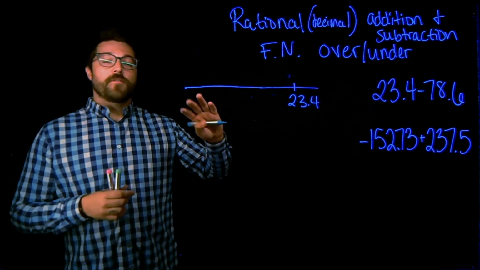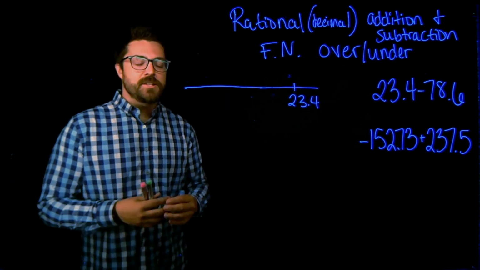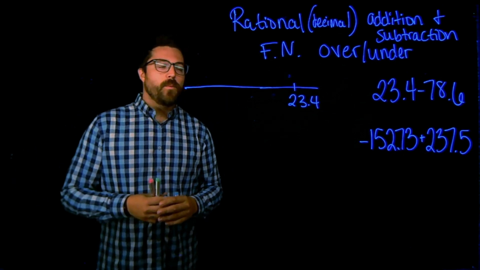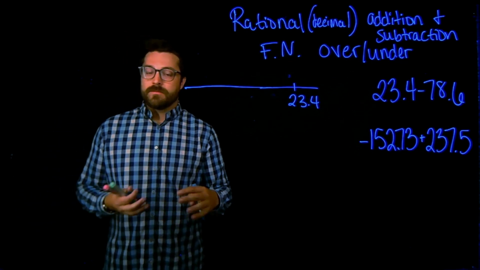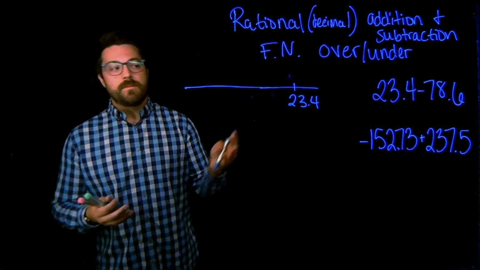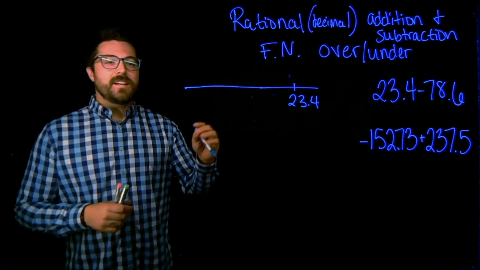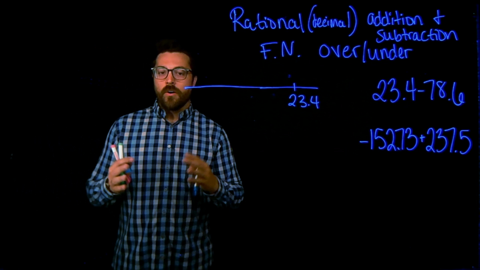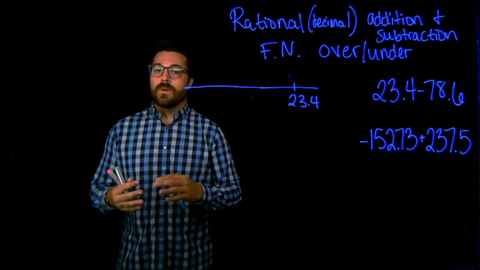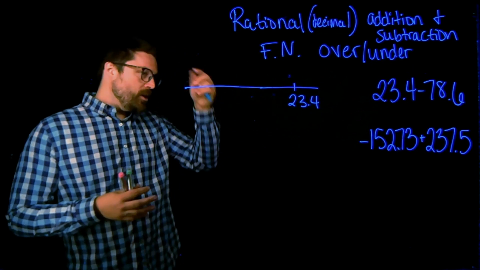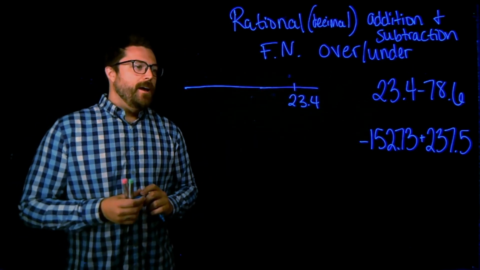So friendly number over under strategy, if this is a new strategy for you, the main idea is that we want to try to get to a friendly number or a series of friendly numbers. Maybe we need multiple steps. With both of these, I'm going to use multiple steps. We get to a friendly number that's over or under, and then we back up in small steps to readjust. And so 23.4 minus 78.6.